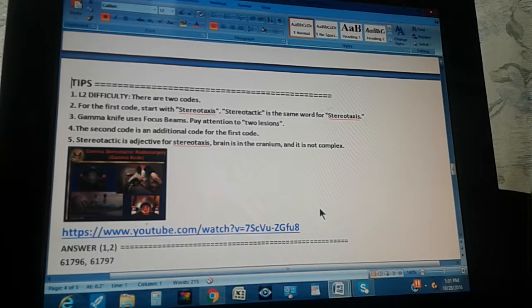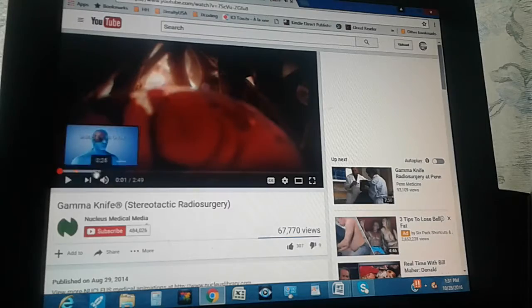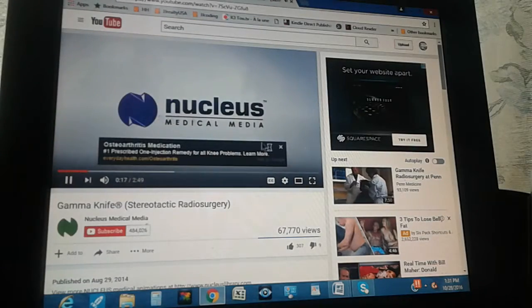Now we're going to watch a video to see what the gamma knife stereotactic radiosurgery is.